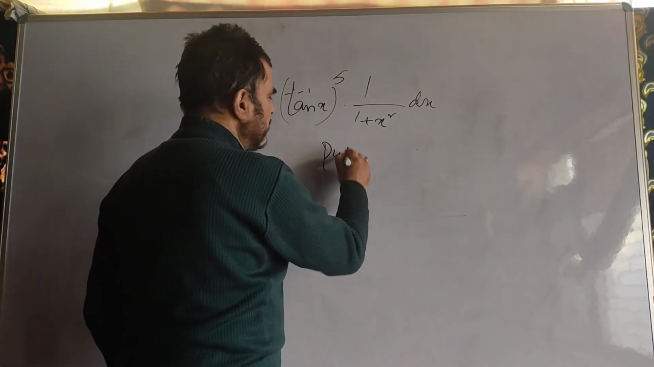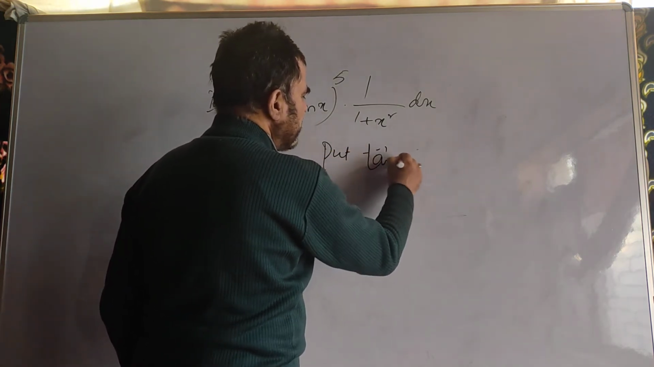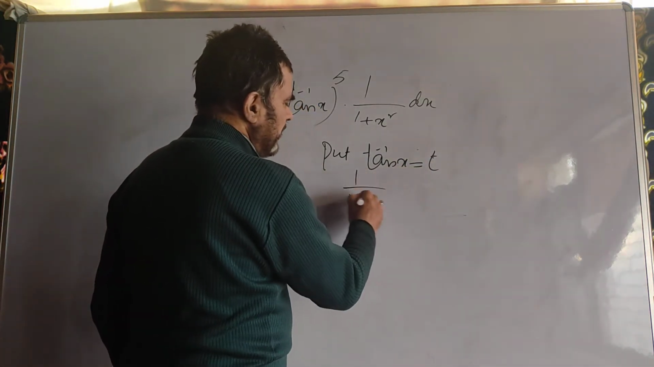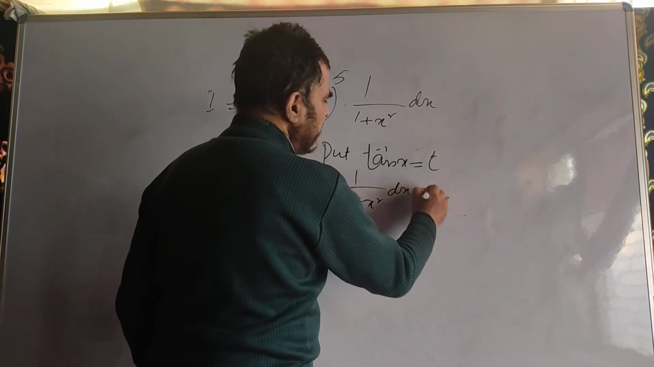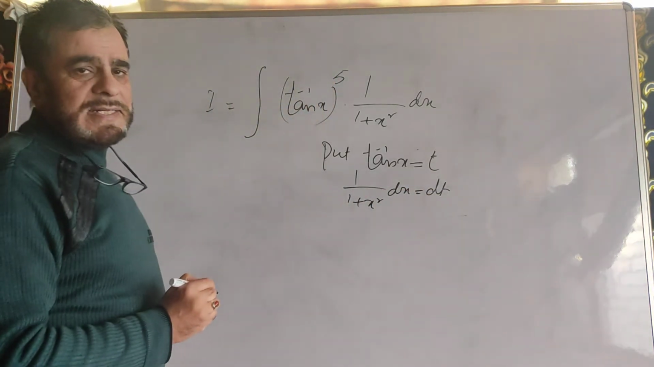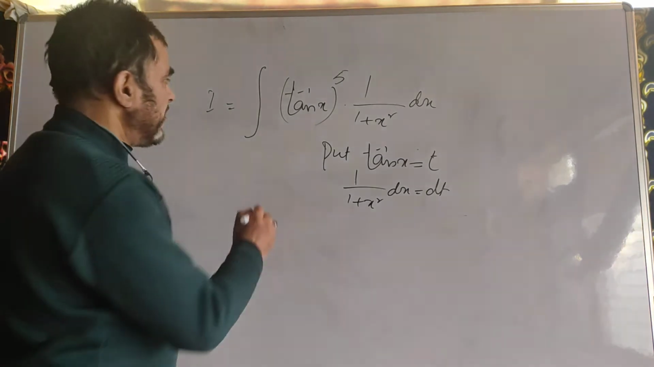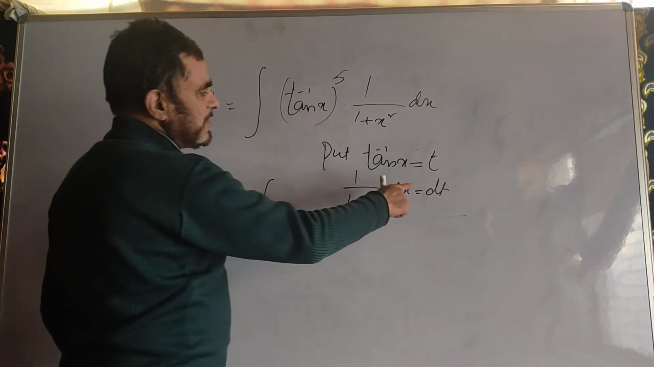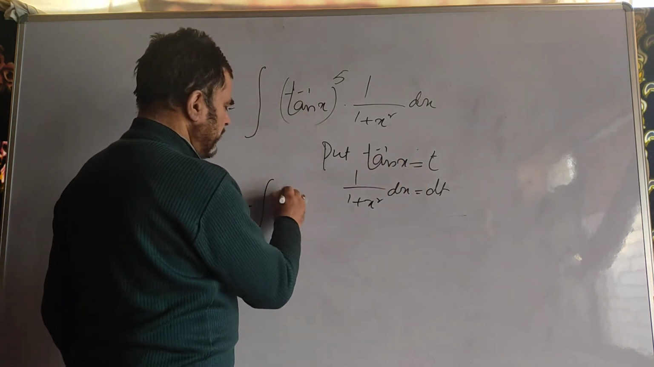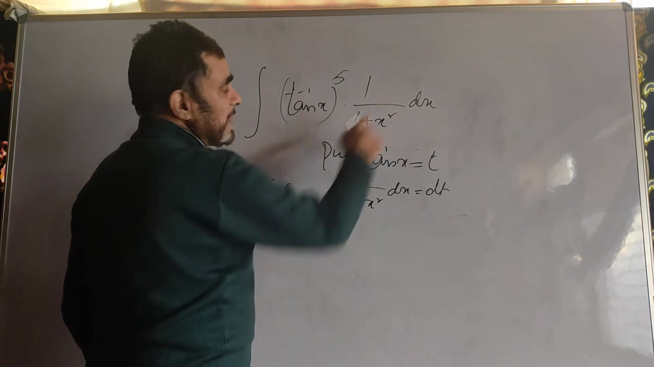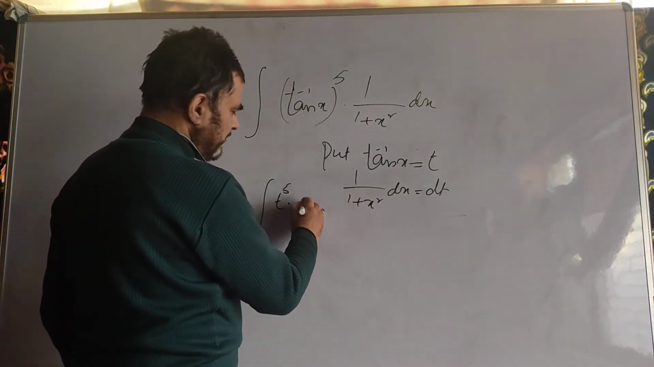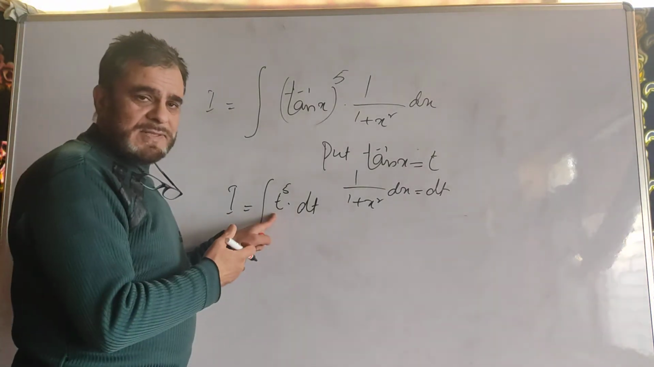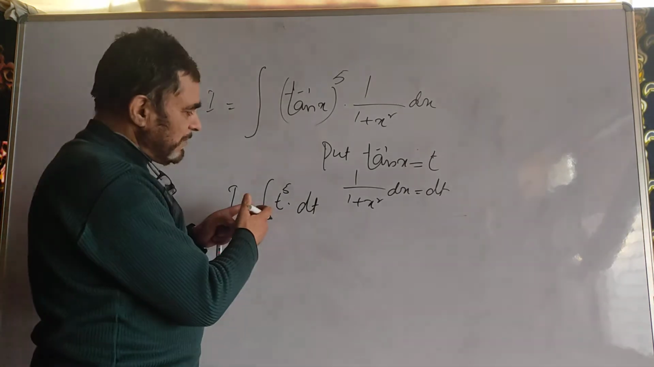Let us make the substitution, put tan inverse x is equal to t. So when we differentiate, 1 by 1 plus x square dx is equal to dt. Now you see how your integrand gets reduced into a single function and simplest form. I is equal to integral of t raised power 5, then 1 by 1 plus x square dx is dt. So this is now simple, and the variable has changed. It is now the integrand in t.